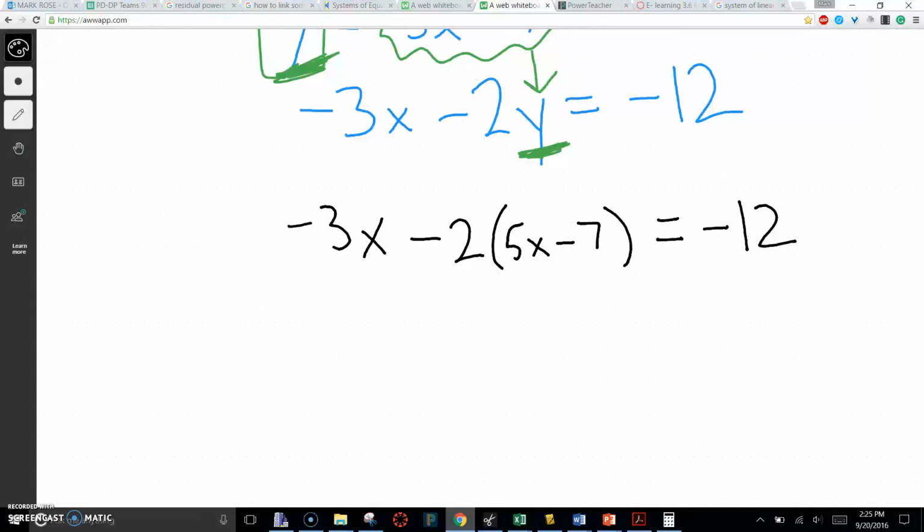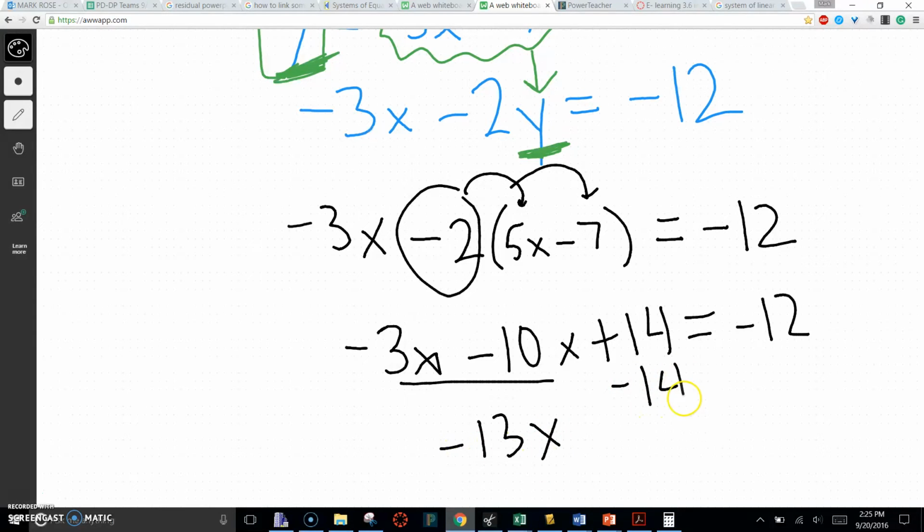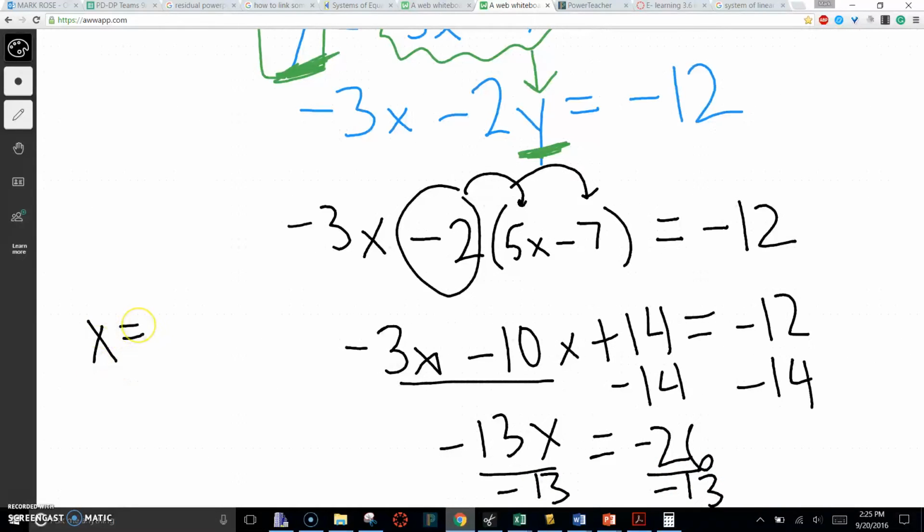Then once I do this, we can just keep going. So I'm going to distribute the -2 and get -3x minus 10x plus 14 is equal to -12. Combine these like terms, get negative 13x, minus 14, minus 14, get negative 26, divide by negative 13, divide by negative 13, and I'll have x is equal to 2. So that's part of my answer.